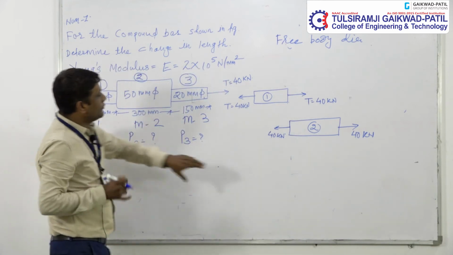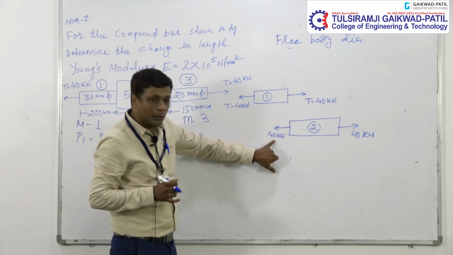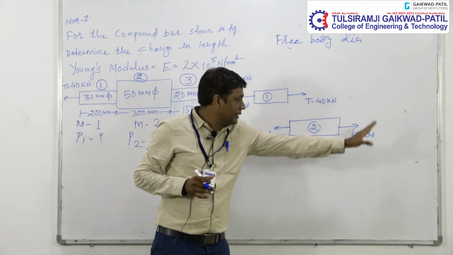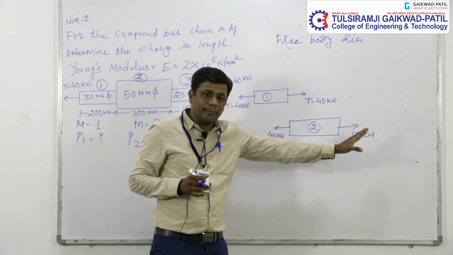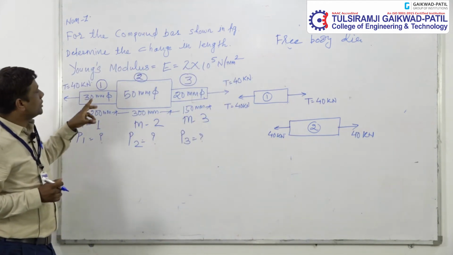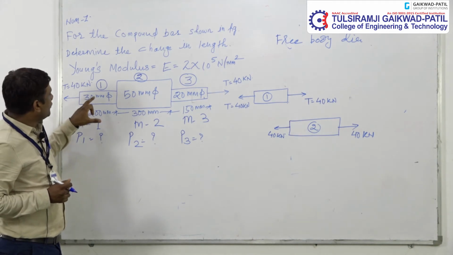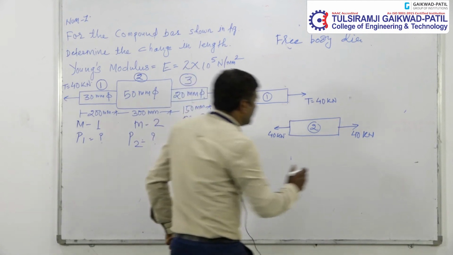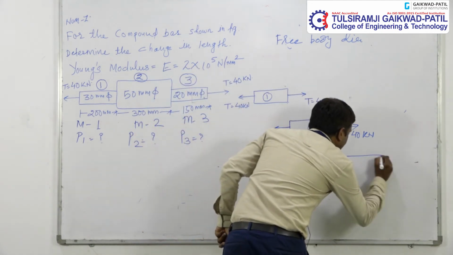Now for the second figure, if we apply the 40 kilonewton force here, we have to balance this figure. That's why on the right side we apply the same tensile force of magnitude 40 kilonewton. So this way we draw the free body diagram for figure number 1 and figure number 2. Now draw the free body diagram for figure number 3.